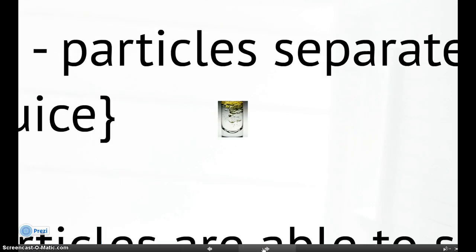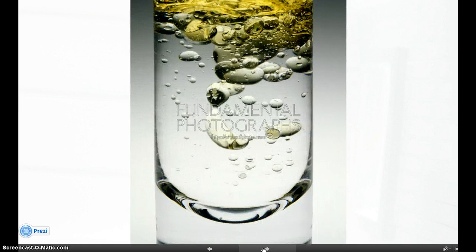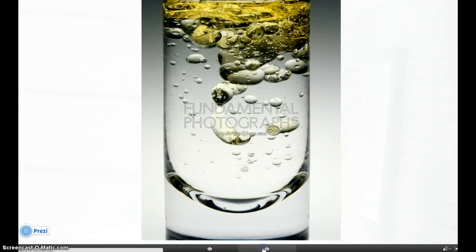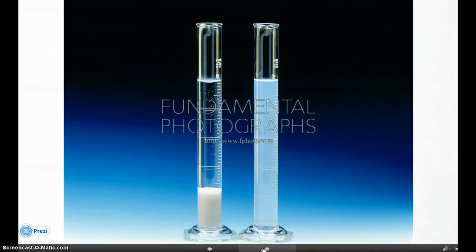So a couple picture examples here, a suspension, the particles are separated out, this oil and water. And then a colloid, you can see there's two things here. The one on the right is the colloid where you can tell that it's mixed in, and if you were to shine a flashlight through that, it would scatter the light. The light would not go directly through it.